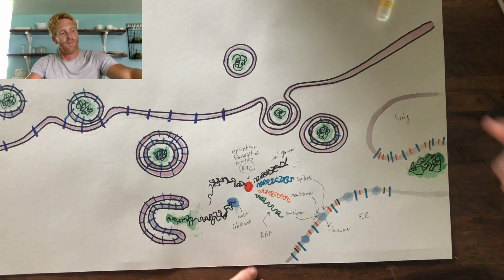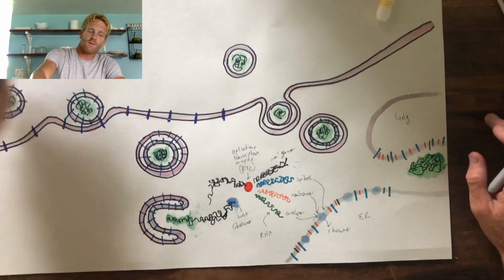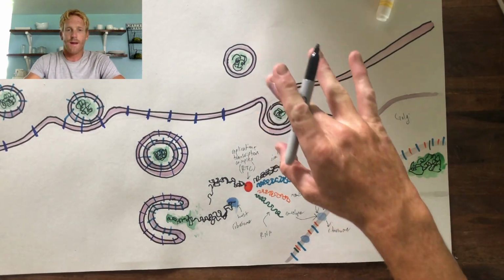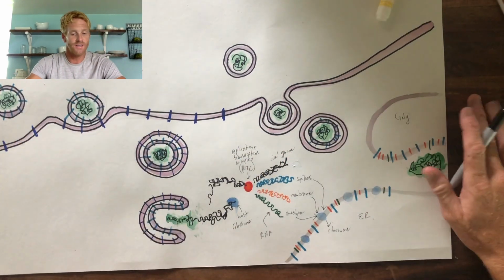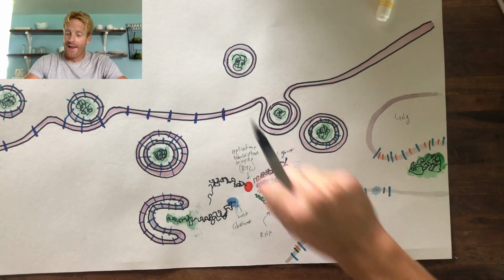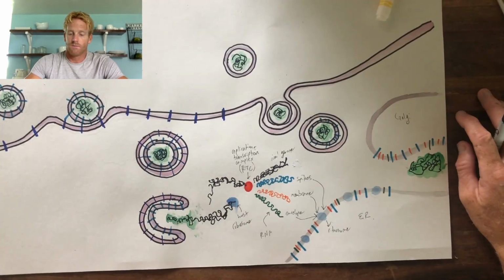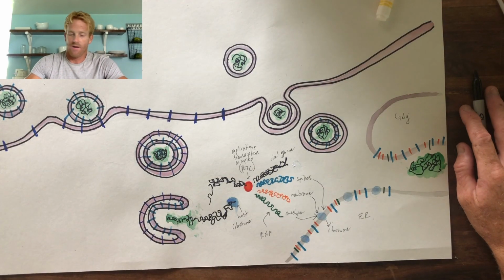So we started, the virus came in, new viral particles came out. I drew one coming in, one coming out. It obviously doesn't work like that. You're going to have hundreds and hundreds coming out. And that's typically how the life cycle of COVID-19 progresses.